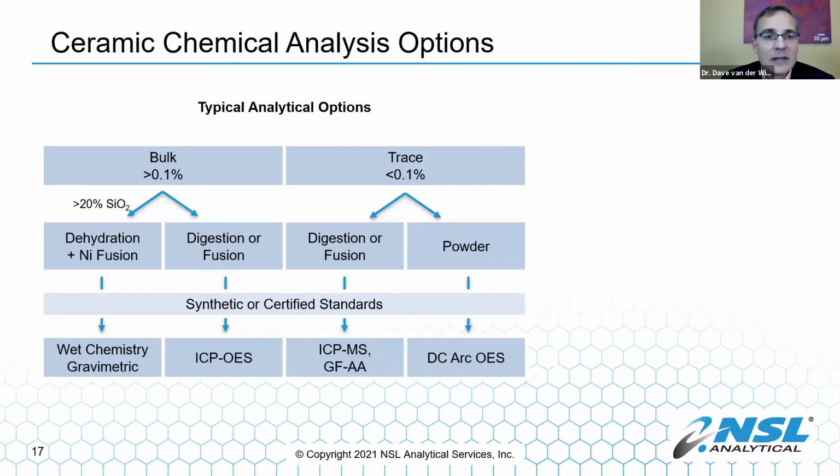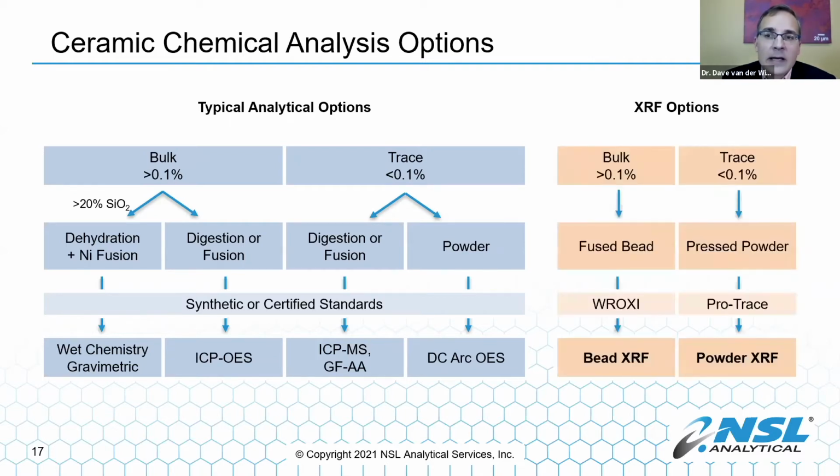For ceramic chemical analysis, some typical options are shown here, where you're looking at either bulk levels or trace levels. You can employ conventional gravimetric wet chemical techniques. ICP is a very common technique. Going to trace elements, you might use ICP mass spec or AA or DC arc. With XRF, you actually have 2 options also. You can do bulk and trace with those to a certain degree. You may, in this case, prepare the samples differently through fusion or pressing, which I'll talk about later. You'll also have to apply different types of standards and software models to use those 2 applications, and I'll discuss both of those.